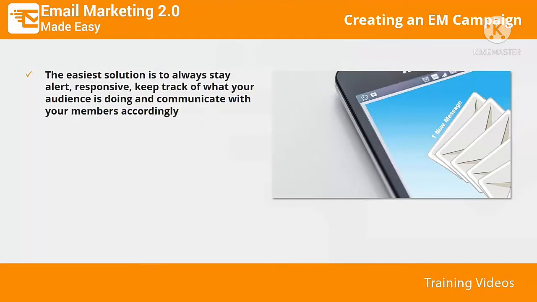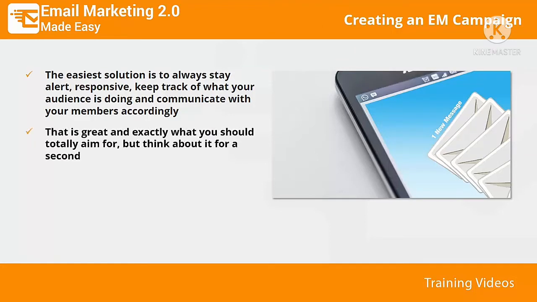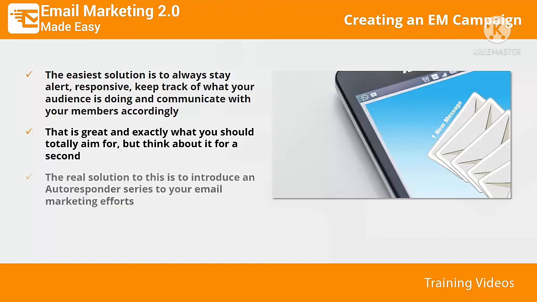The easiest solution is to always stay alert, responsive, keep track of what your audience is doing, and communicate with your members accordingly. That is great and exactly what you should totally aim for. But think about it for a second. Your goal is to have as many subscribers and customers as possible. So how are you going to keep track of all of them once your subscriber list hits a big number? Your email marketing efforts will become a mess. The real solution to this is to introduce an autoresponder series to your email marketing efforts.